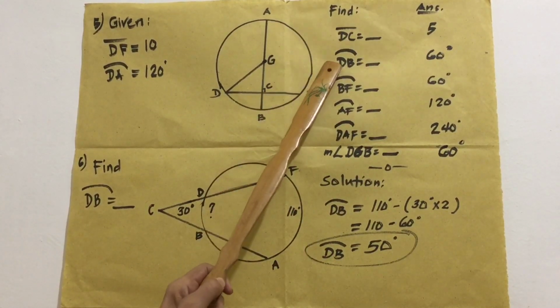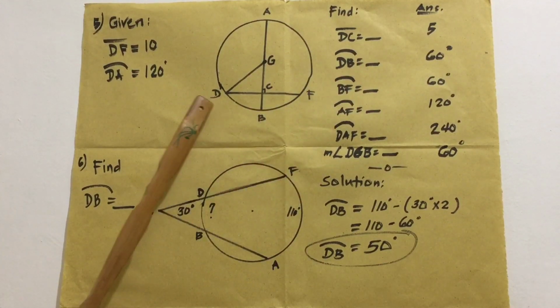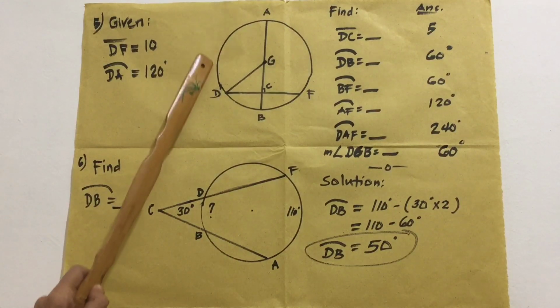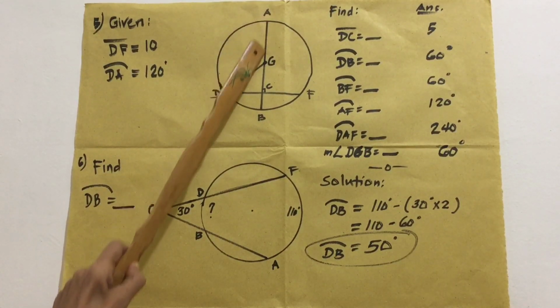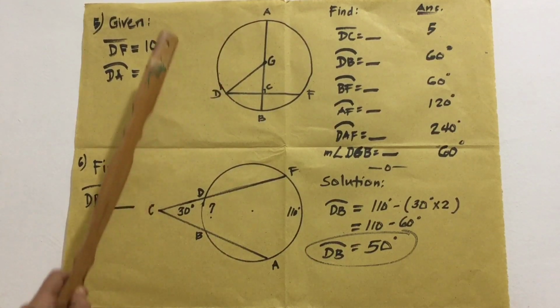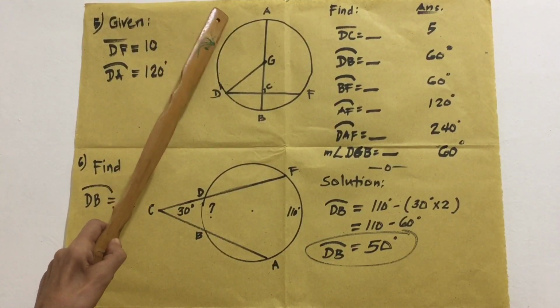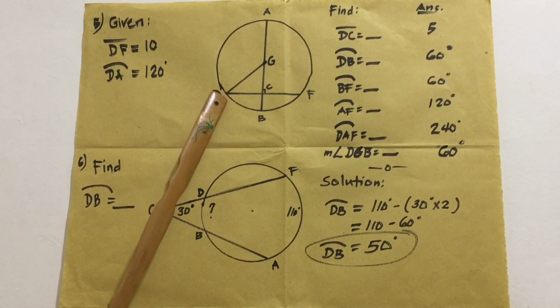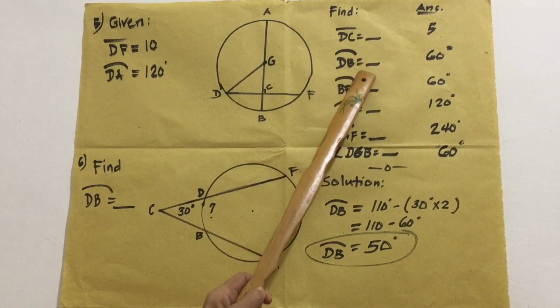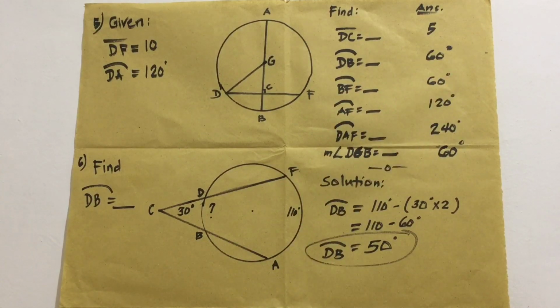The next, find the arc DB. Arc DB, so is here. So if this is given, D is 120, the diameter, this arc is 180, 180 minus 120, so this arc is 60 degrees. So that's why arc DB is equal to 60 degrees.